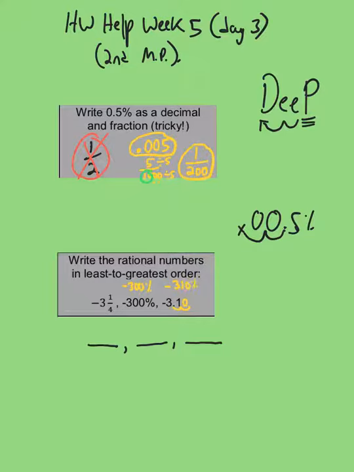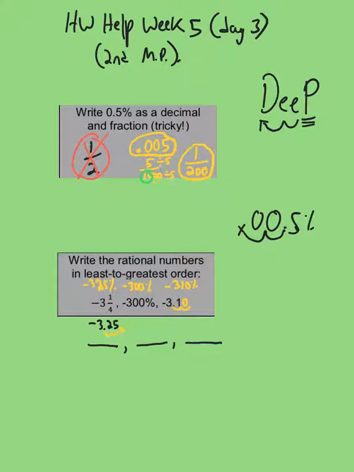And negative 3 1/4, I'm going to first change to a decimal. So negative 3 1/4 as a decimal. Remember, negative 3 stays the same. If you do 1 divided by 4, it's 0.25. And then I'm going to move the decimal point twice to the right. I get negative 325%.